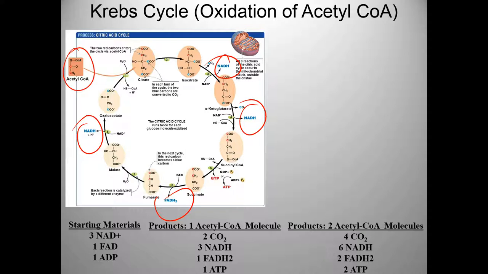All right, so at the end of the Krebs cycle, since you have two molecules of acetyl-CoA, from each of the molecules of pyruvate, you have a total of four CO2, six NADHs, two FADH2s, and two ATP produced.